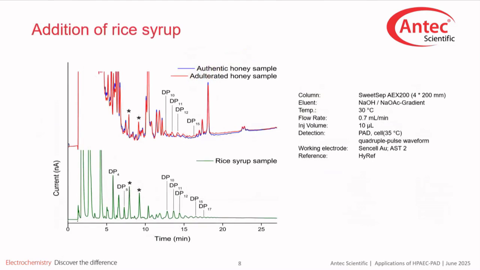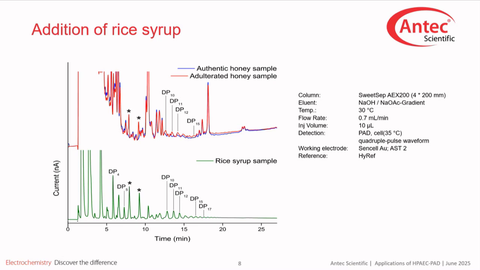When checking whether honey is mixed with syrups, you can adjust the method while keeping the column intact. In other words, you keep the SweetSep AEX200 along with a sodium hydroxide, sodium acetate gradient in the instrument, instead of relying solely on a pure sodium hydroxide eluent. This approach facilitates the elution of larger carbohydrates based on their degree of polymerization, or DP. We can detect adulteration by comparing the unique fingerprints of the samples.